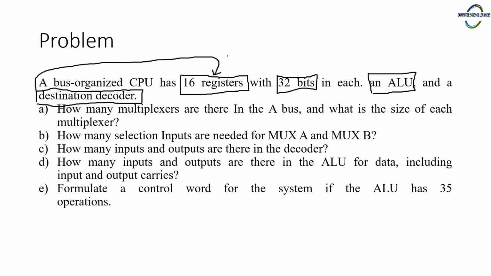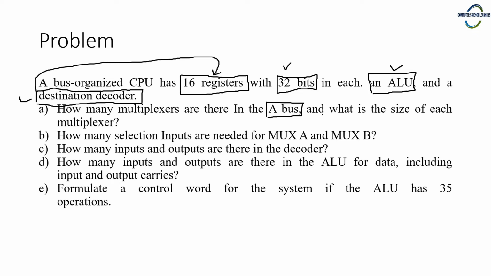So we are having two input values of 32 bits each, right? Then there is some operation that needs to be specified, and there is some decoder value which will select the destination. Okay, all right. So in the first part, what is being asked: how many multiplexers are there in the bus A? We are having two buses. For any binary operation, we need two values. So we are having bus A and bus B.